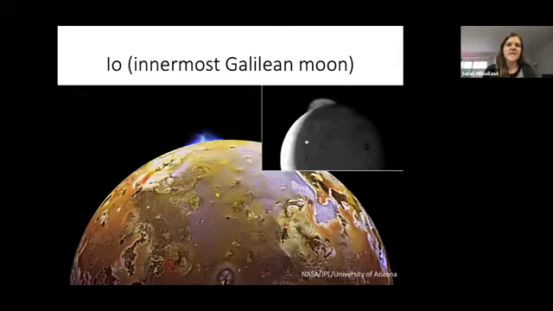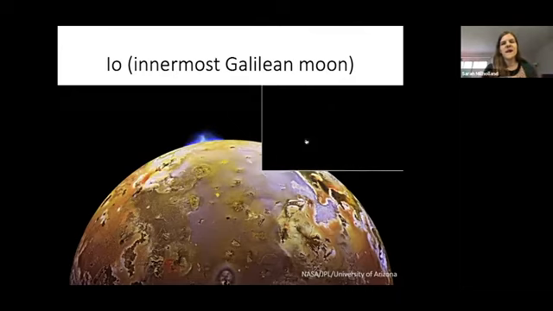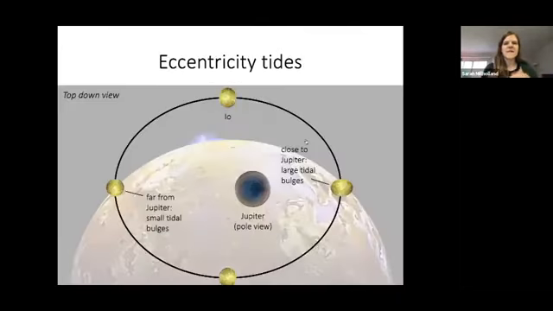Io is the most geologically active body in our solar system because of the immense amount of tidal heating that it experiences. Io has really strong tidal heating because it's locked in a resonance with neighboring moons that keep it fixed at a non-zero eccentricity. And this non-zero eccentricity means that there are continual changes in the strength and the direction of the tidal force exerted on Io from Jupiter. This stretches and squishes Io's interior and leads to a lot of interior heat deposition.